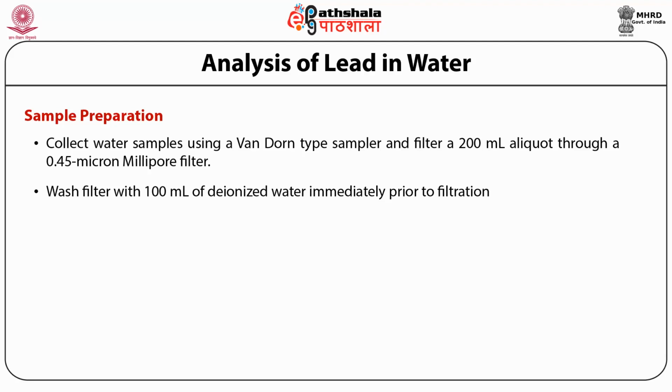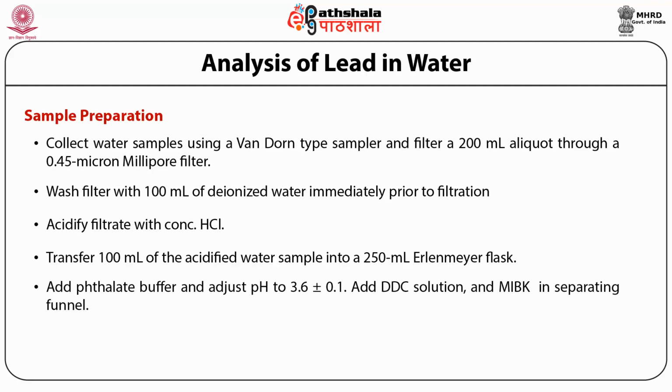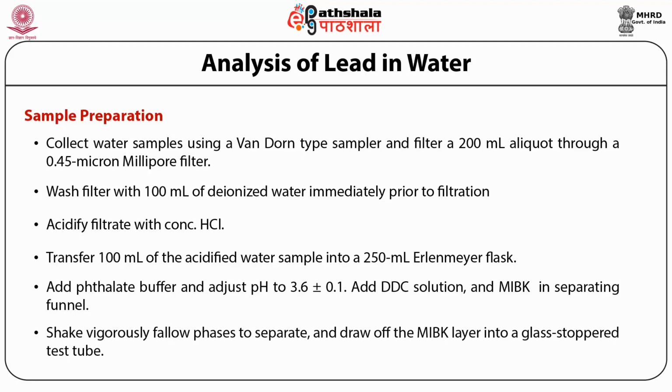The filtrate obtained is acidified with concentrated HCl and 100 ml of the acidified water sample is transferred to a 250 ml conical flask. To this is added phthalate buffer and the pH is adjusted to 3.6 plus or minus 0.1. To this solution, DDC solution and MIBK solution are added in a separating funnel and shaken vigorously. It is then allowed to separate into two different layers and the layer of MIBK is collected.